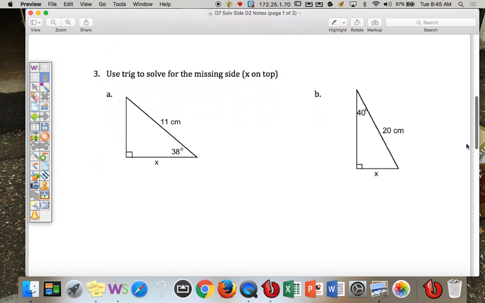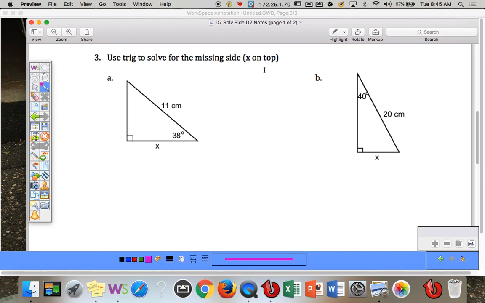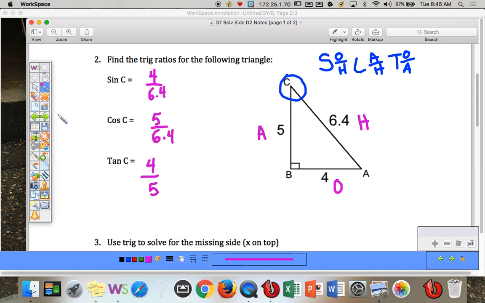Let's use trig to solve for sides. There are two cases, where x is on top and x is on bottom, so we're going to take a look at both today. First step, start with your angle and label the sides that you have. The hypotenuse is across from the 90. The adjacent side is the side next to your angle that's not the hypotenuse. So here we have A and H. Look at your trig ratios, which one has A and H? That's cosine.